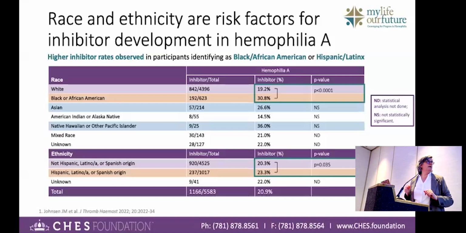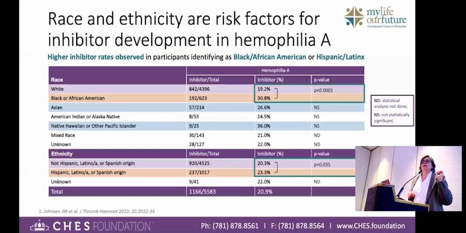We also learned that families are at risk. And then there's a small difference, Hispanic versus non-Hispanic, but it's statistically significant. And we were able to analyze it independent of race. So as a standalone risk factor, identifying as Hispanic, Latino, Latina, or of Spanish origin is a higher risk for inhibitor alone.